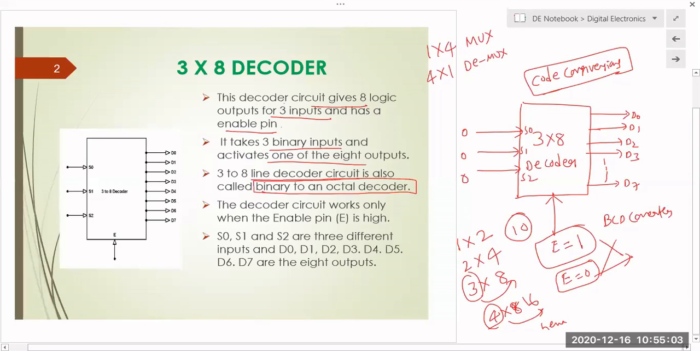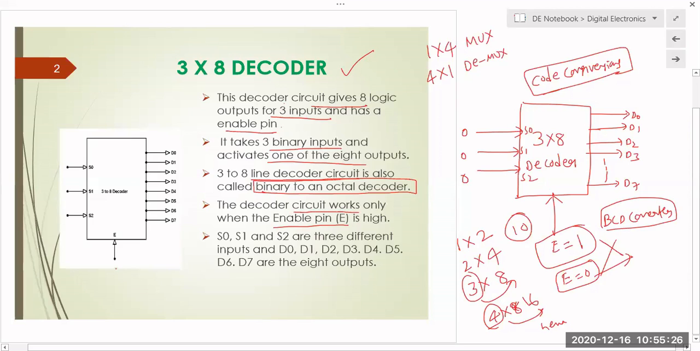So మనకి binary to octal conversions or binary to hexadecimal conversions or binary to decimal conversions చేయడానికి we will use these decoder circuits. All of it clear, right? Yes, sir. So 3/8 ni ఏమని అంటారే binary to octal decoder. The decoder circuit works only when the enable pin is high. All of you got it, right?